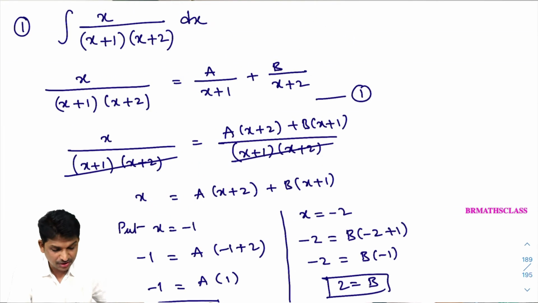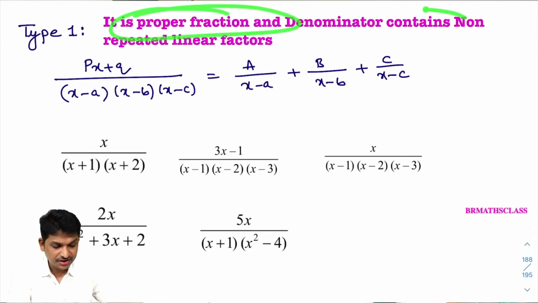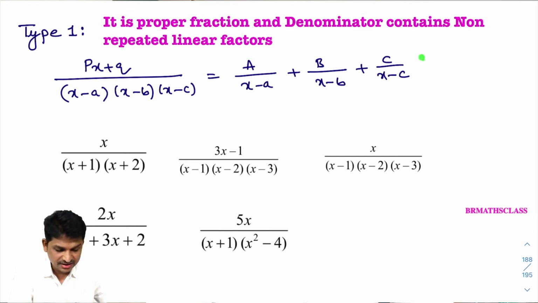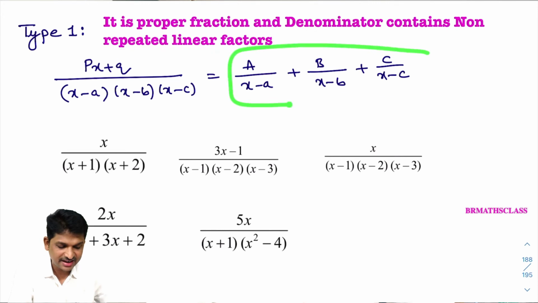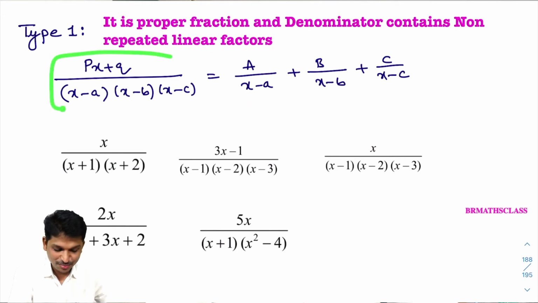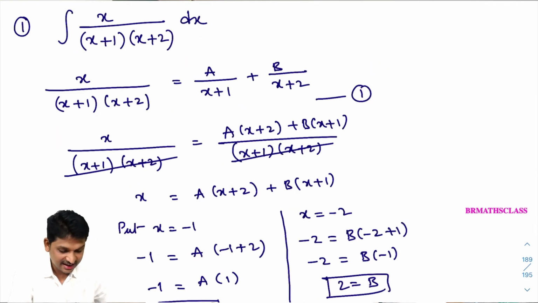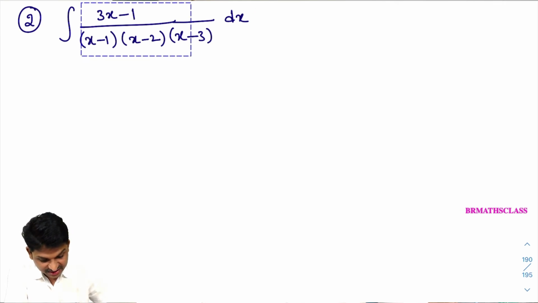So what is type 1? Look here, type 1 is a proper rational function whose denominator contains non-repeated linear factors. So this comes under type 1. Then we will write the given proper rational function into partial fractions like this. Correct? Okay. Good. Now I'll take this 3x minus 1.